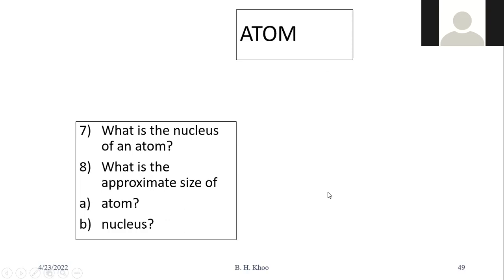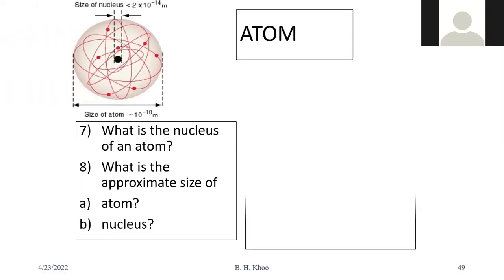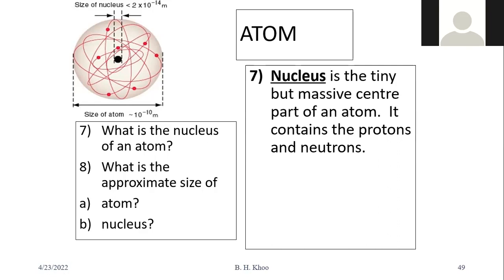What is the nucleus of an atom? The combination of proton and neutron. No, I asked you about the atom, you must be able to describe it. It's the tiny but massive center part of an atom. It contains protons and neutrons. Don't only say it contains protons and neutrons, you must tell where in the atom. It's the nucleus, the tiny, massive center part of the atom. Size is not important to you.